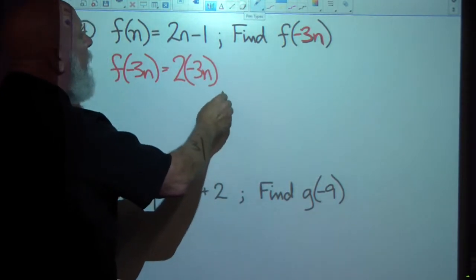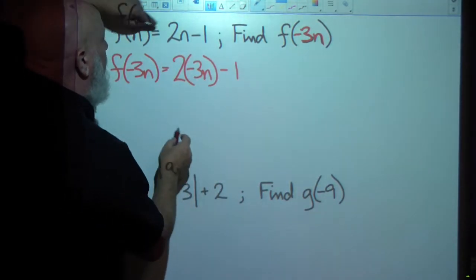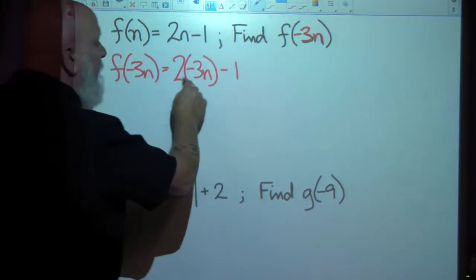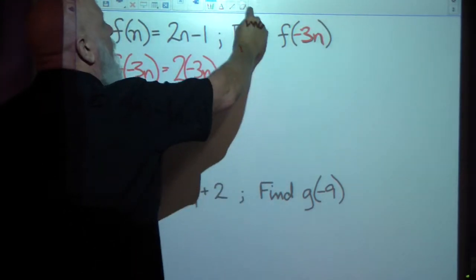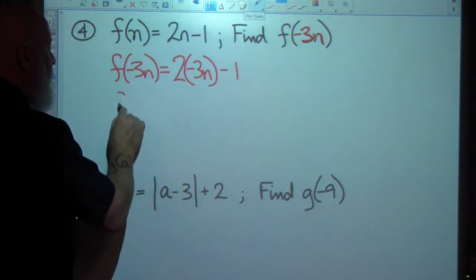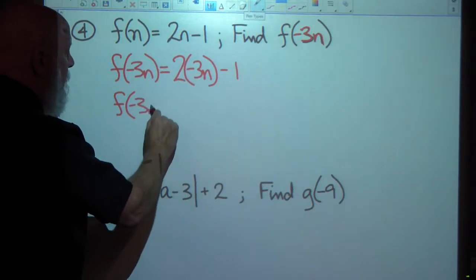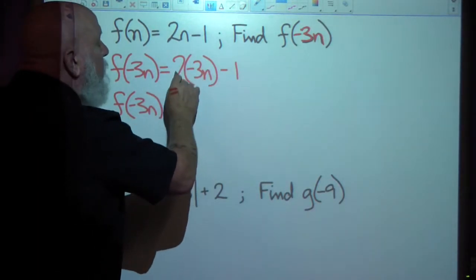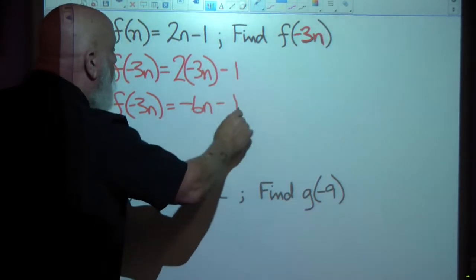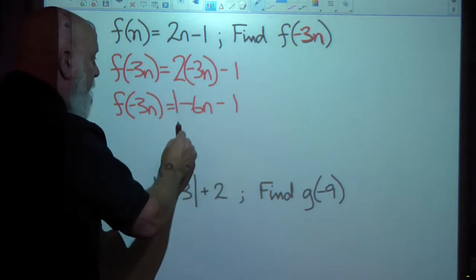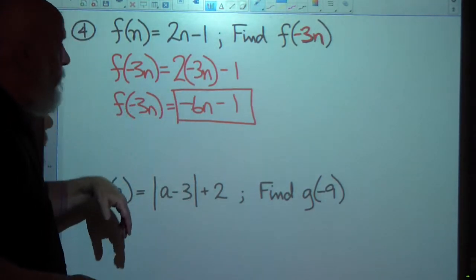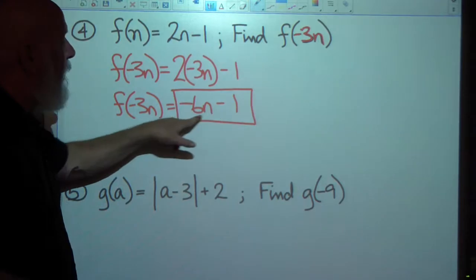There we go. Minus 1. I plugged in 2 times negative 3n, minus 1. And then I just evaluate this as best I can. So f of negative 3n will equal, this is 2 times negative 3 times n, that's negative 6n, minus 1. These won't combine, so we're done. We would look for this in our multiple choice setting. They would give us several choices, 4 probably, and this would be our correct response.